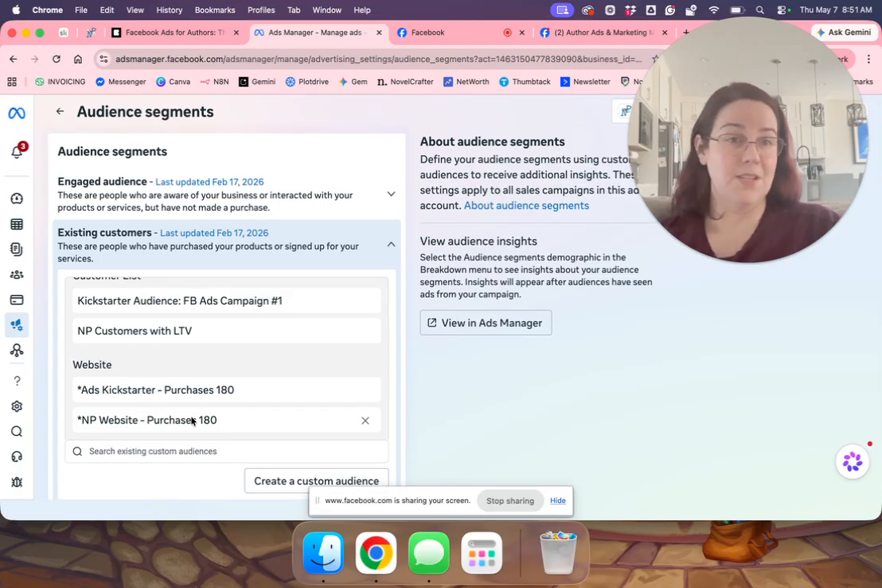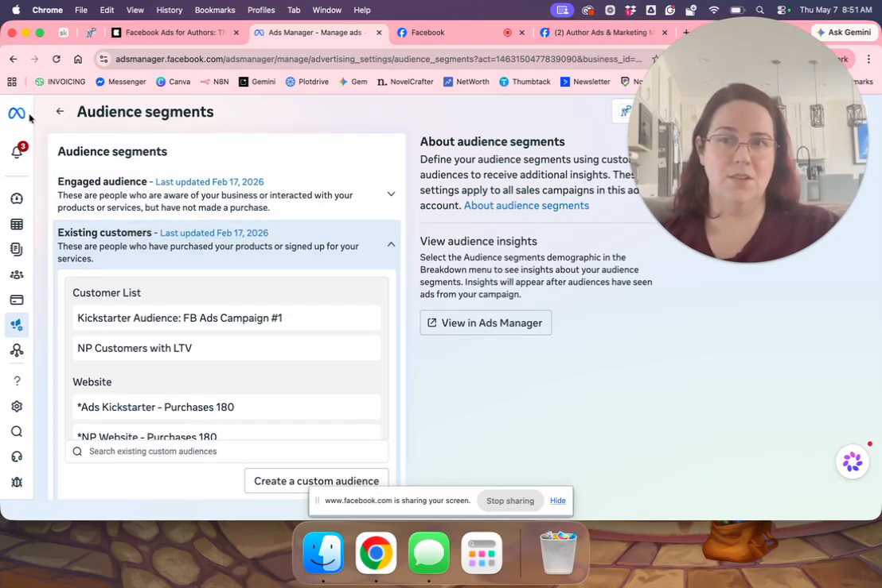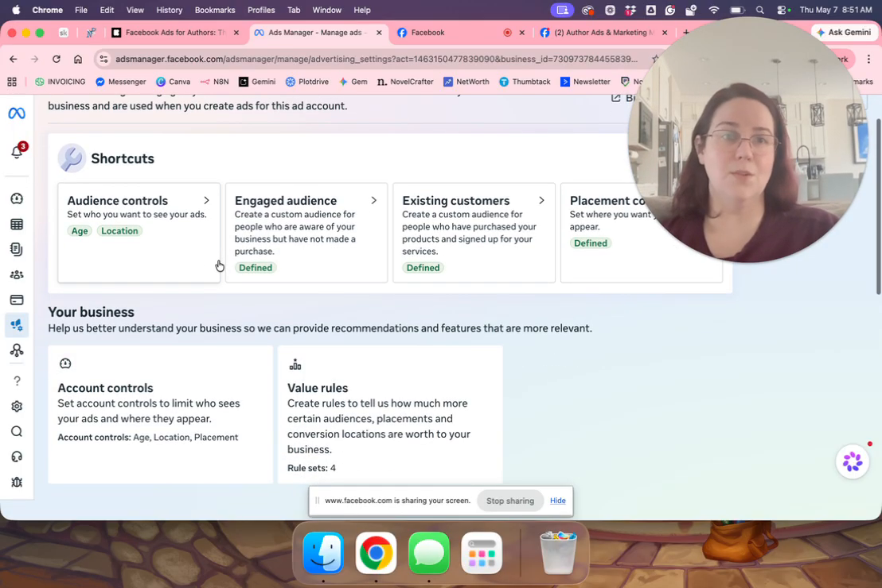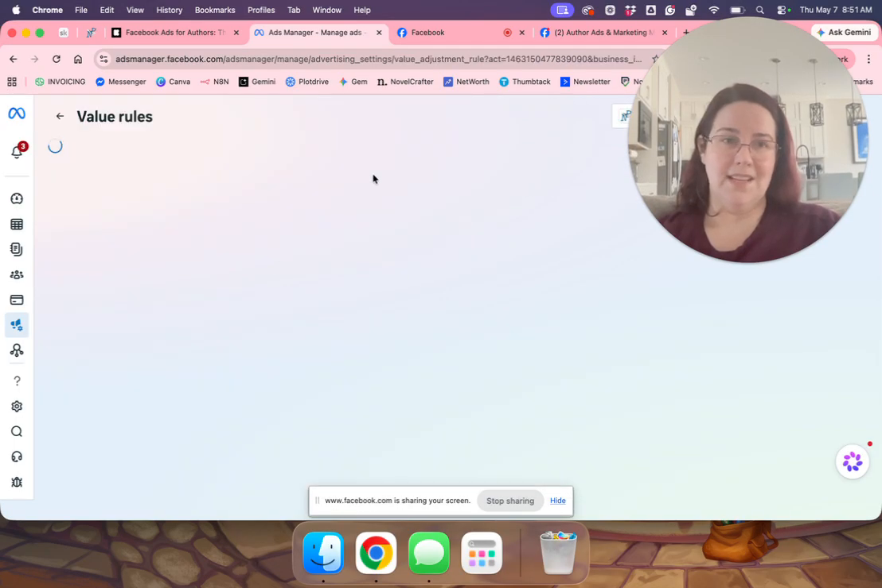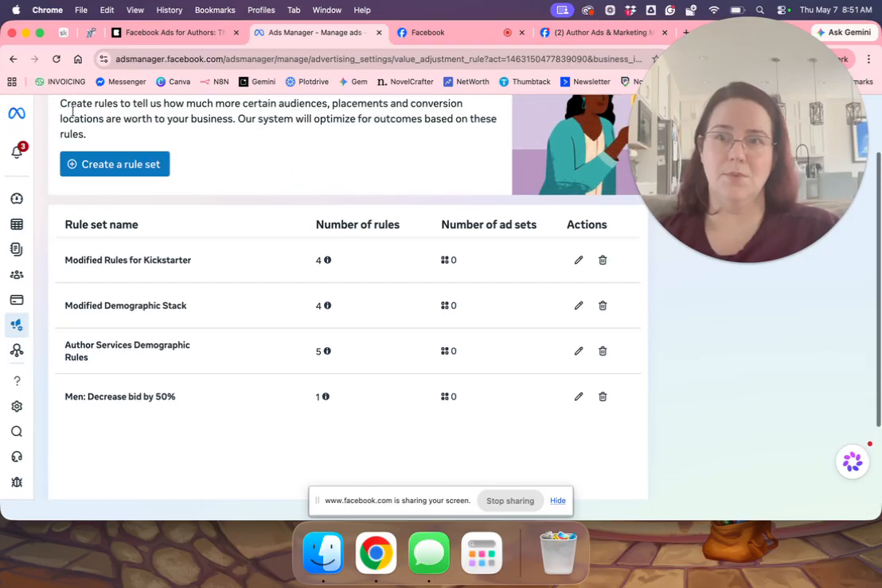And then I have pixel audiences, and you want to define that as well as you can. Just remember, your newsletter is not your customers. That's engaged audience. That's really important because unless you know for sure they've made a purchase, you don't want to tell Facebook they have. Furthermore, that breakdown we did, you're going to come to value rules, and I'll go back and click it again.